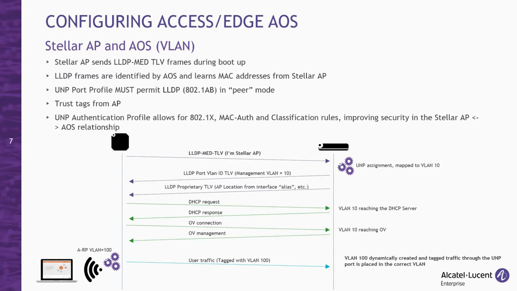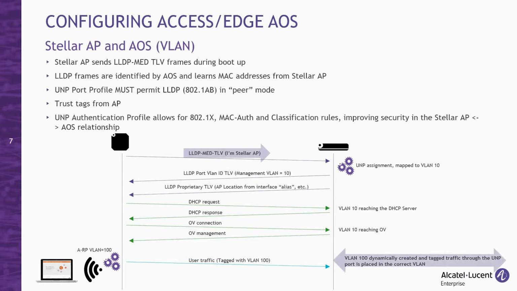The Stellar sends LLDP-MED TLV frames during boot up. The LLDP frames are identified by the OmniSwitch's AOS as it learns those MAC addresses associated with the Stellar APs. On the OmniSwitch side, the UNP port profile must permit LLDP frames in peer mode so AOS can capture the LLDP frames and send them to its CPU for UNP authentication.